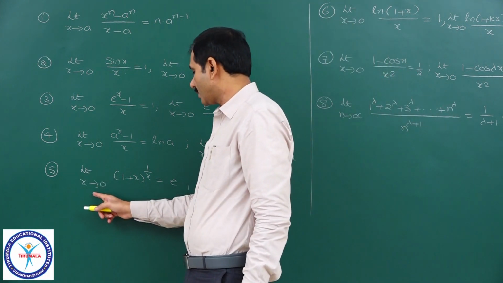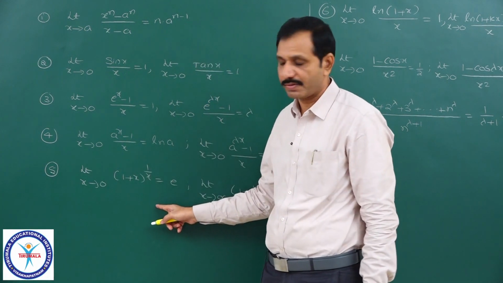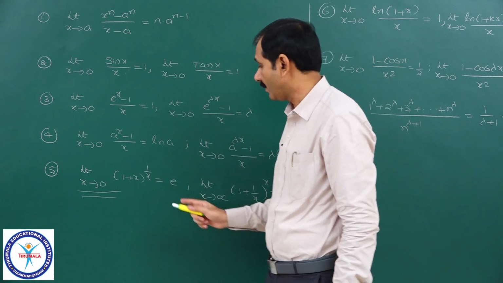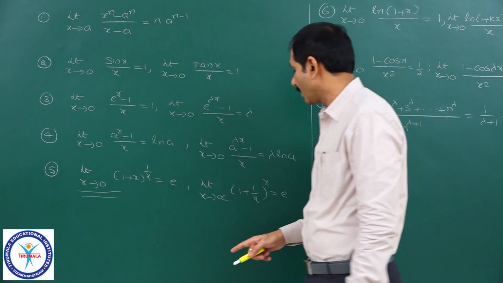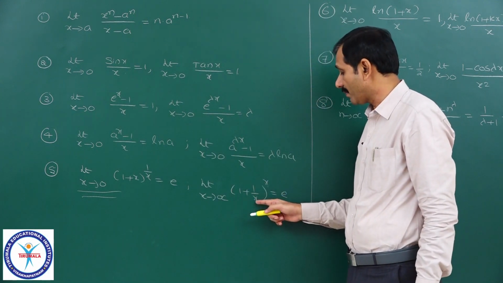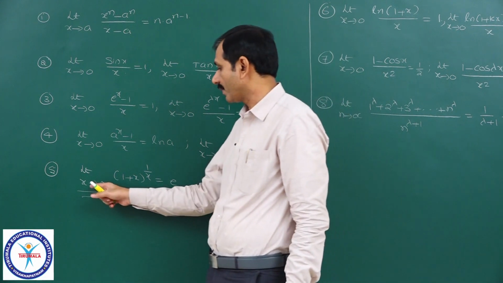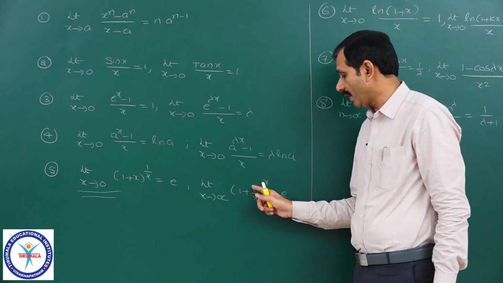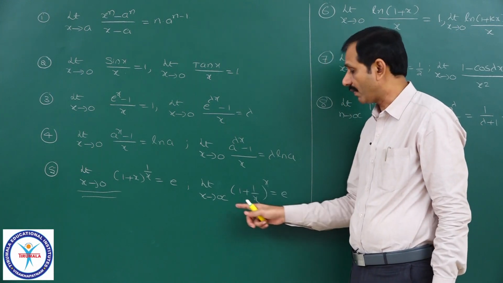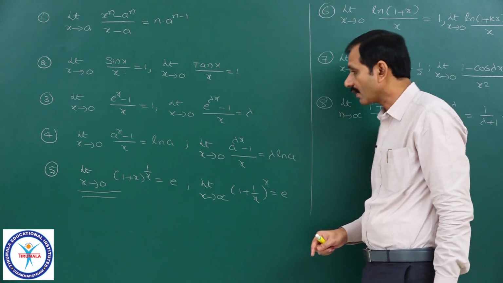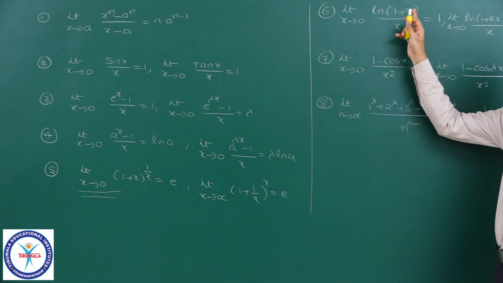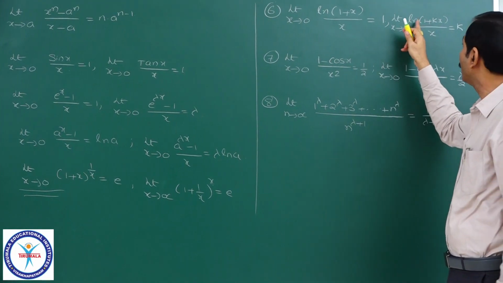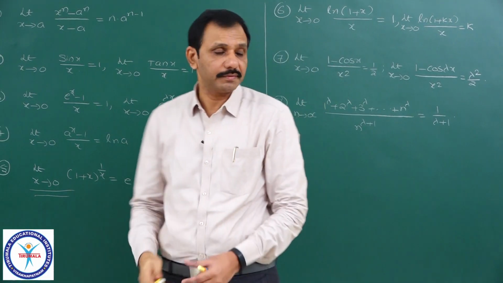And x tends to 0, (1 plus x) whole power 1 by x is equal to e. This is a very important model, problems based on this they frequently ask. And x tends to infinity, (1 plus 1 by x) whole power x. Here you see it is of the form 1 power infinity, it is equal to e. And next, limit x tends to 0, ln(1 plus x) by x is equal to 1. And limit x tends to 0, ln(1 plus kx) by x is equal to k.